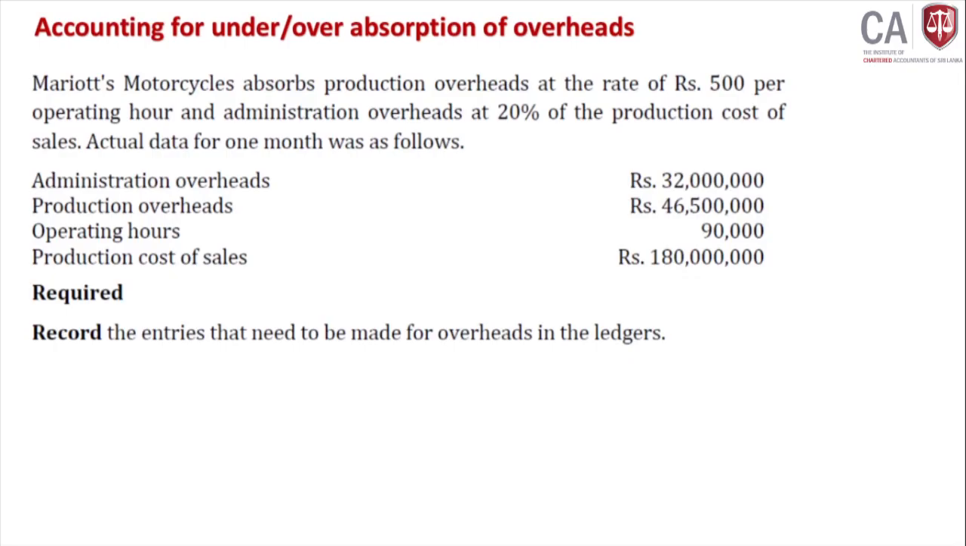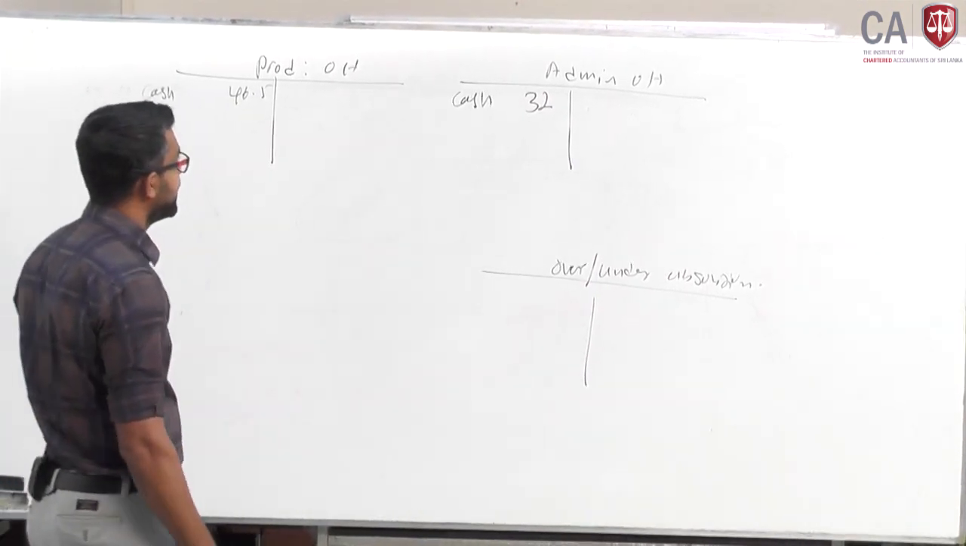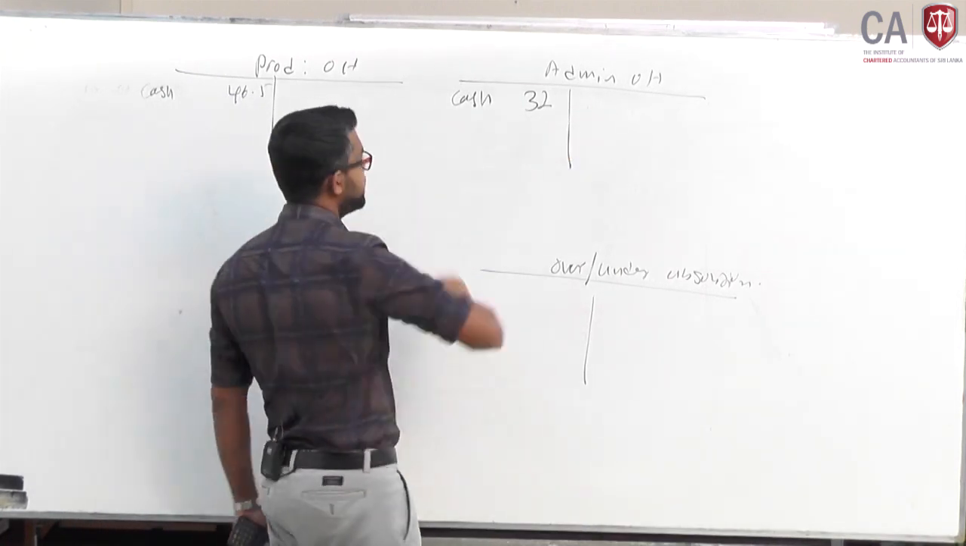Actual overhead they have given: 32 million and 46.5 million. Production overhead actual 46.5 million, actual cash you have to pay. Admin 32 million. These are actuals. Cash credit, these accounts debit.